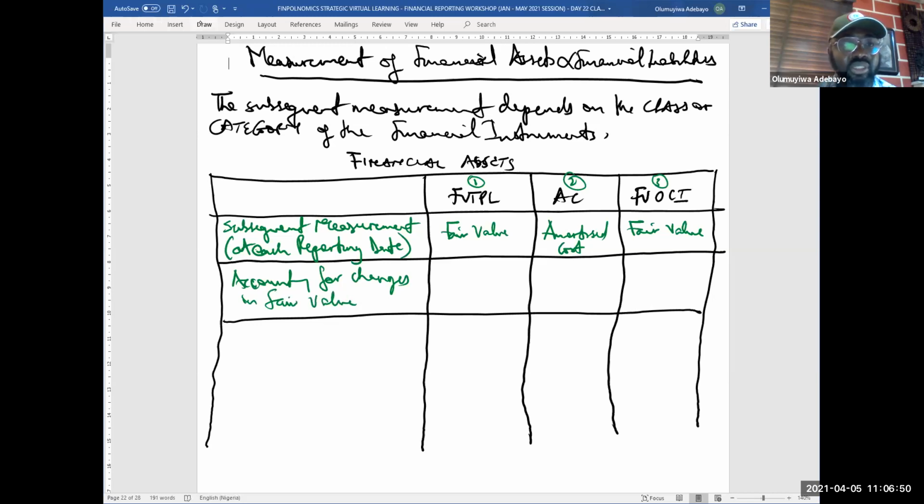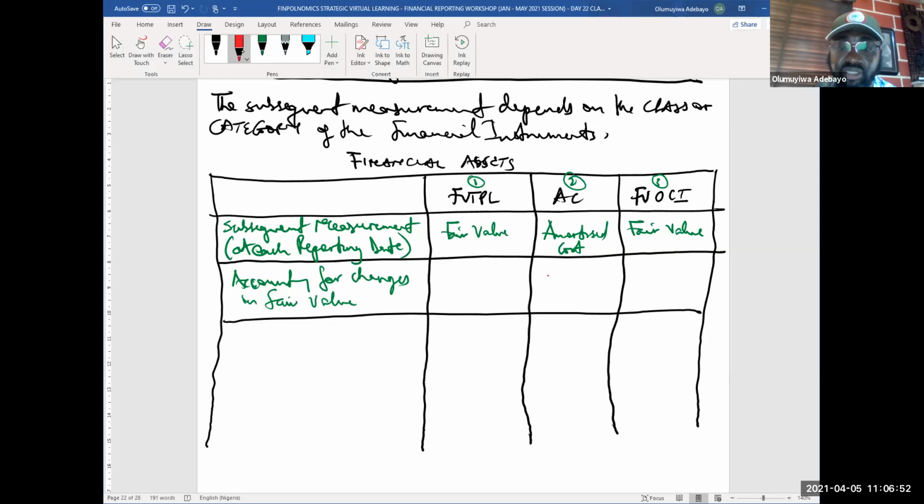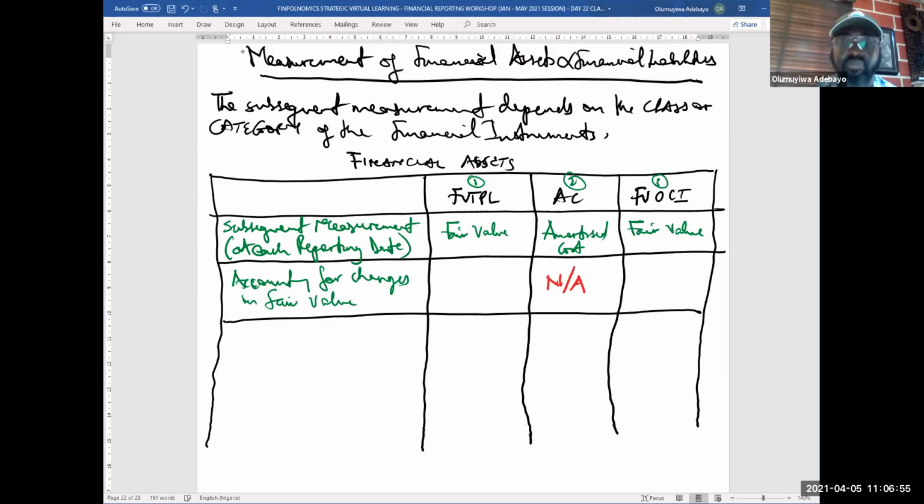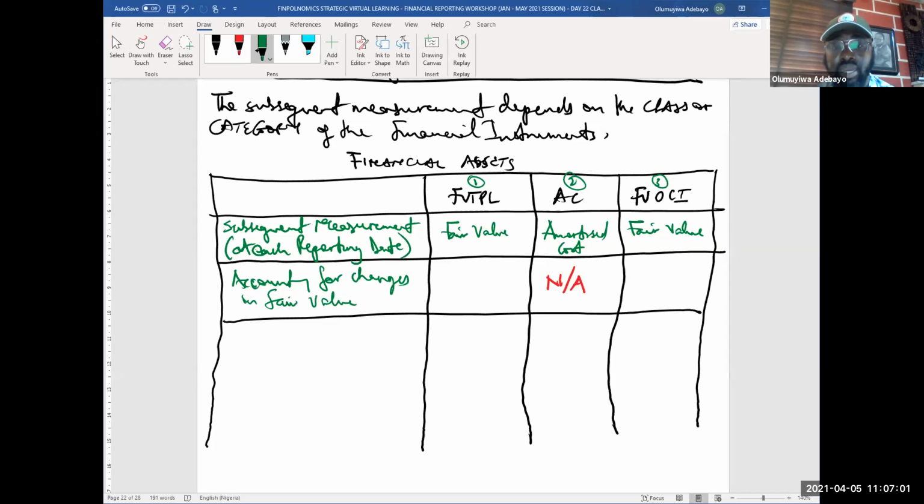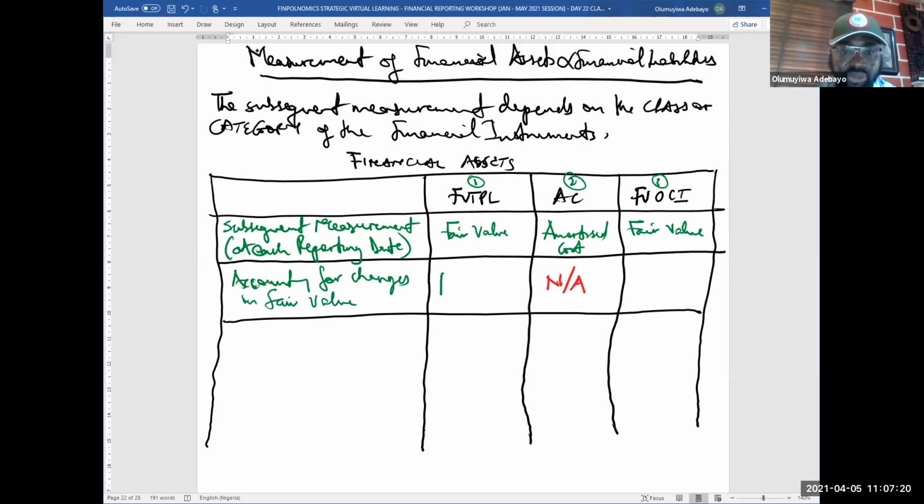The first thing you need to know is that such changes is not applicable to amortized buckets. Why? Because they are never measured at what? Fair value. Even if you try to obtain the fair value, it's just for disclosure purposes only. Therefore, changes in fair value, whether gain or loss, in this case will be reported through profit or loss. While in this case, it will be reported through other comprehensive what? Income.